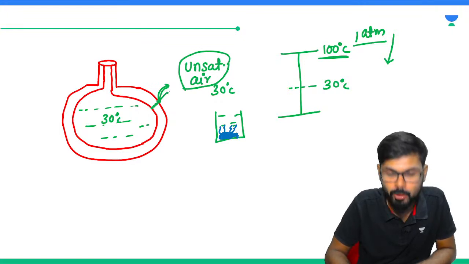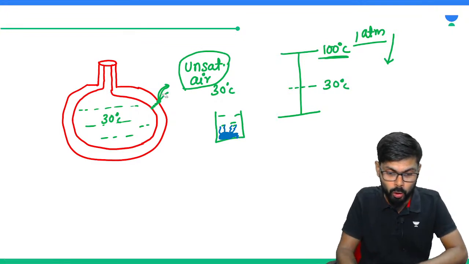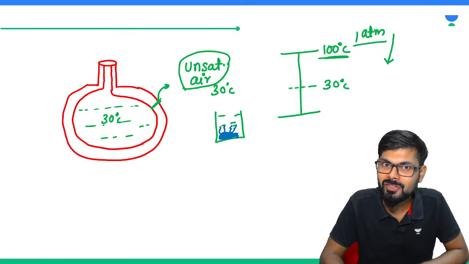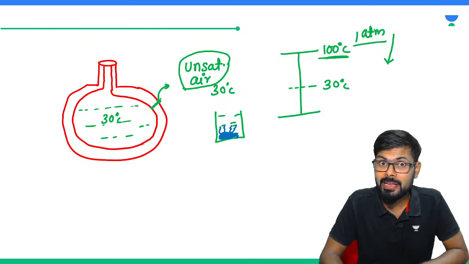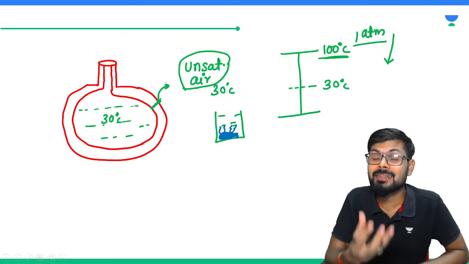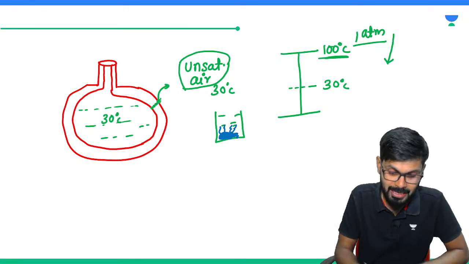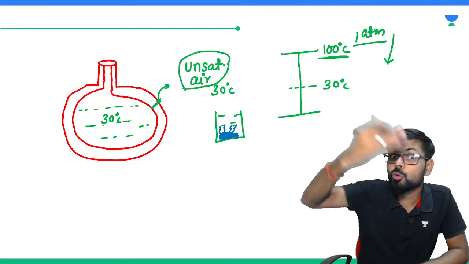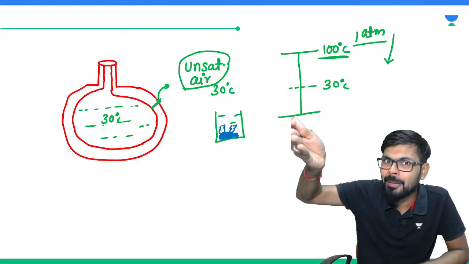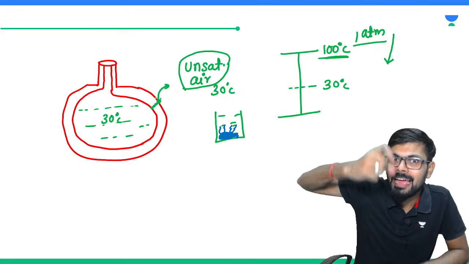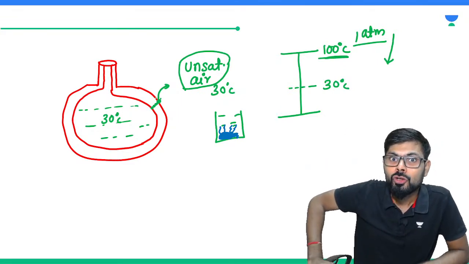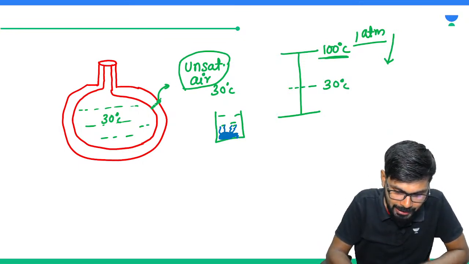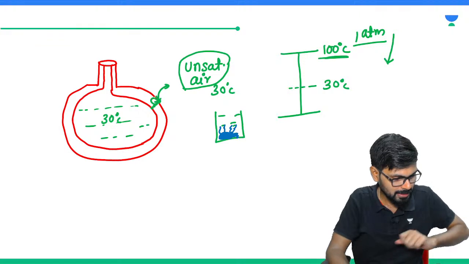This molecule wants to go out, but to go out it has to change its phase. To change its phase, what is required? It requires some energy. This is in liquid phase, so if it wants to go out, then it has to convert into vapor phase. To convert into vapor phase, some latent heat is required. So what will it do? It will take the energy from this molecule. Are you understanding or not?